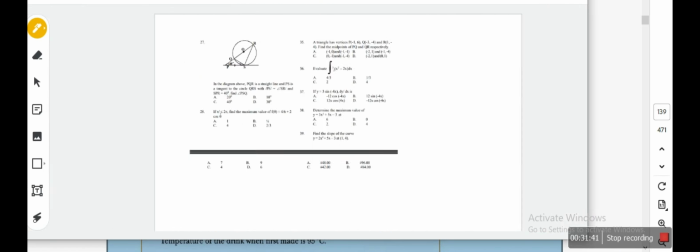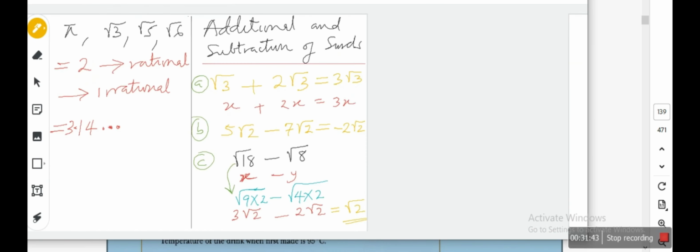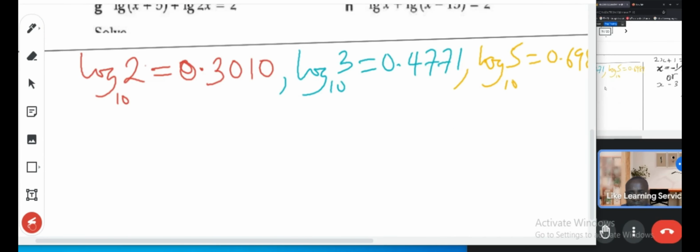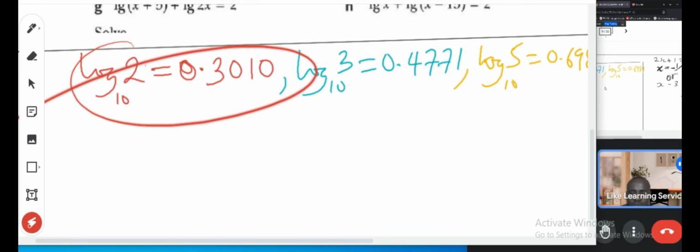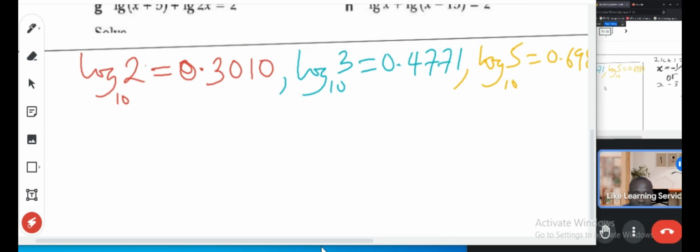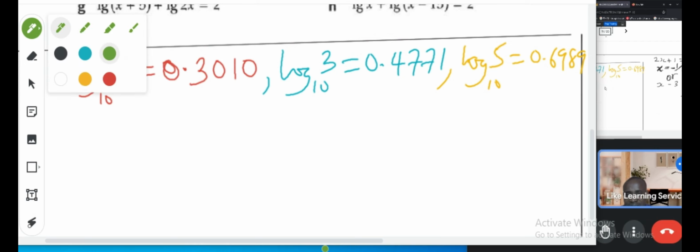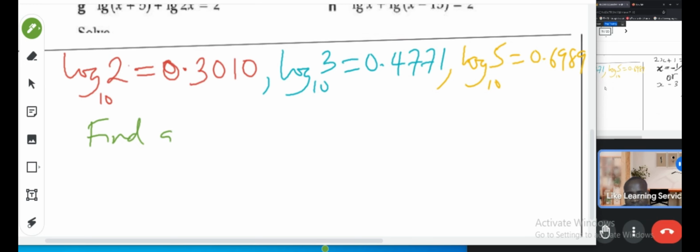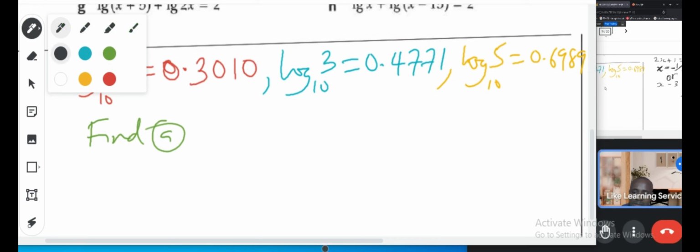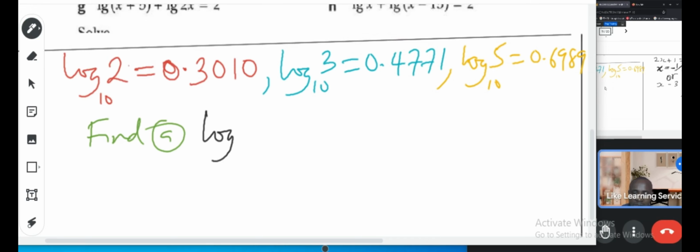I think you will need to practice more. If you are given log 2 equal to this, log 3 equal to this, they would have provided these values, and then they ask you to find, maybe A, log 6, of course all in base 10. How will you do that? Do you know log 6 is simply log 2 times 3?